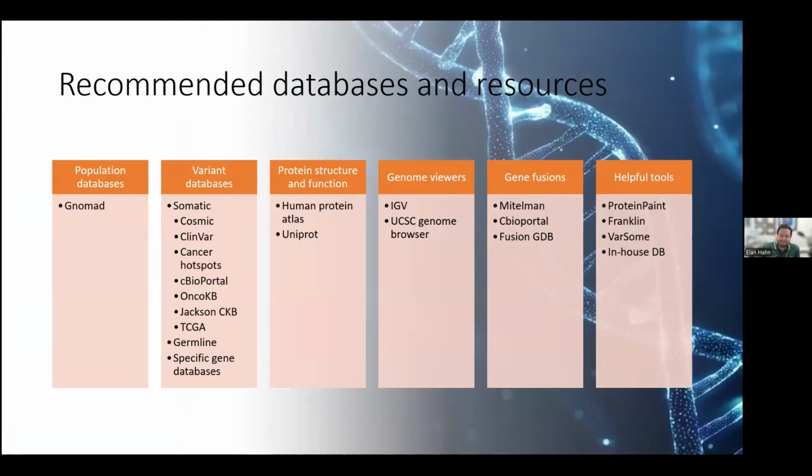So in order to get the hang of these, that type of significance and this type of analysis, both for functional analysis and for clinical applicability, there are many databases that are available. So there are population databases, which we're going to touch on gnomAD. There are variant databases, somatic and germline databases, and we're going to touch on some of these, but not all of these. There are protein structure and function databases, genome viewers, gene fusion databases, and other helpful tools that sort of aggregate a lot of these databases together.